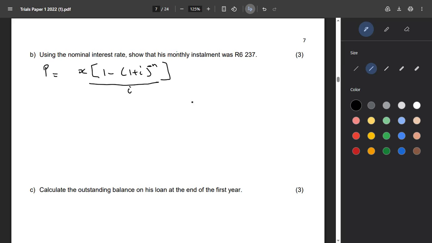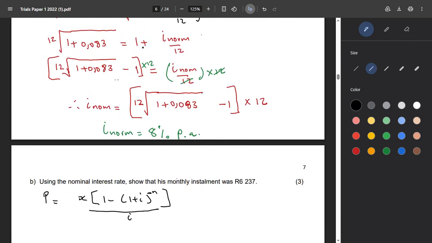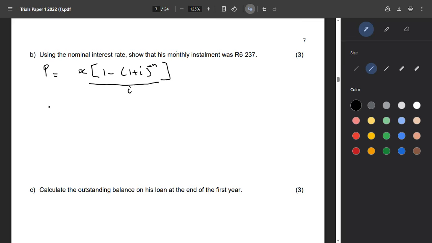So when they say use your nominal interest rate to show that his monthly installment is 6,237, they are looking for X. So you just have to substitute here your P, the amount of the loan, the amount that you are borrowing, which is 850,000. So 850,000 is equal to X, which is what we are looking for, times 1 plus i, which equals 8%. So take the 8 divided by 100, always do that, 0.08. They said this is compounded monthly, so this will be over 12. Close the bracket to the power negative.